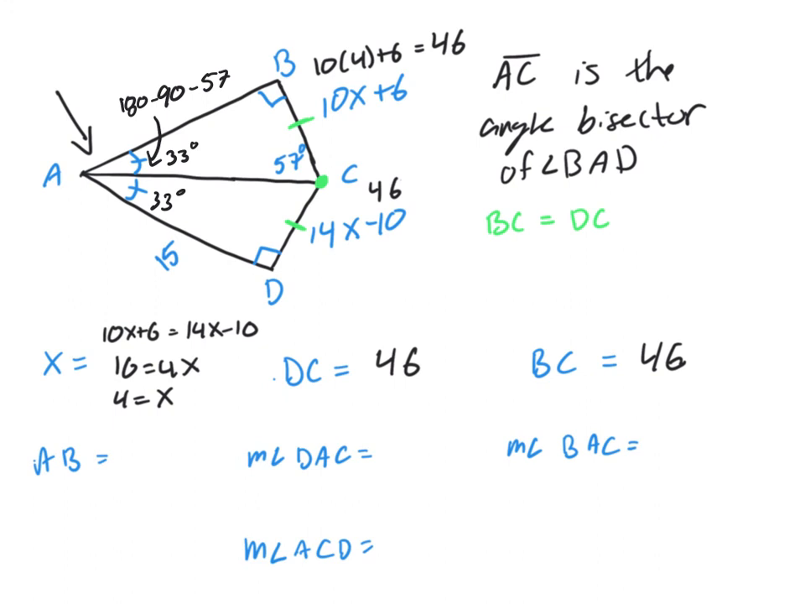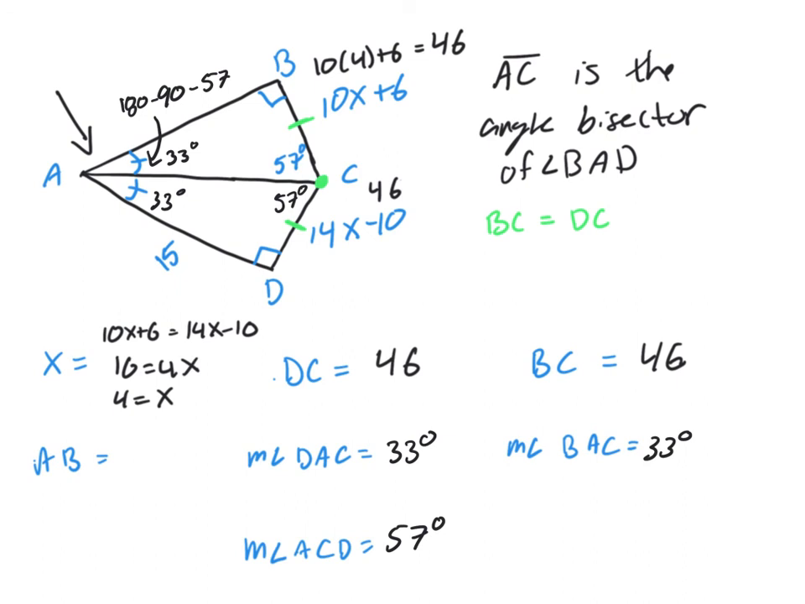So we have a couple of things that we can fill in here. So we can fill in that angle DAC is 33 degrees, and then the other one we said was also 33 degrees. So we just need to find this missing angle down here, angle ACD, and we can do the same thing, triangle angle sum theorem. It's going to be 57 degrees, so it's actually congruent to that other angle as well.